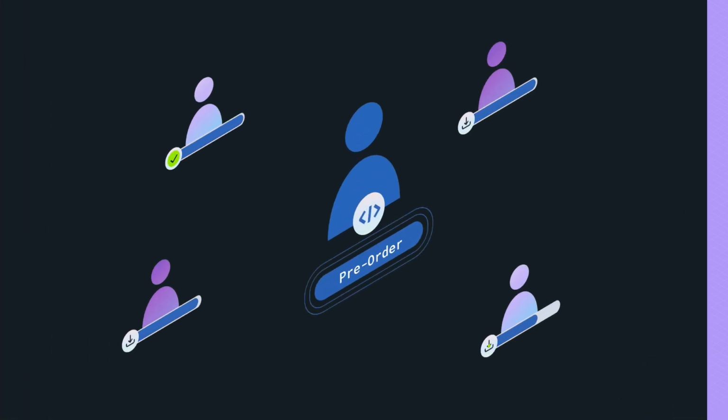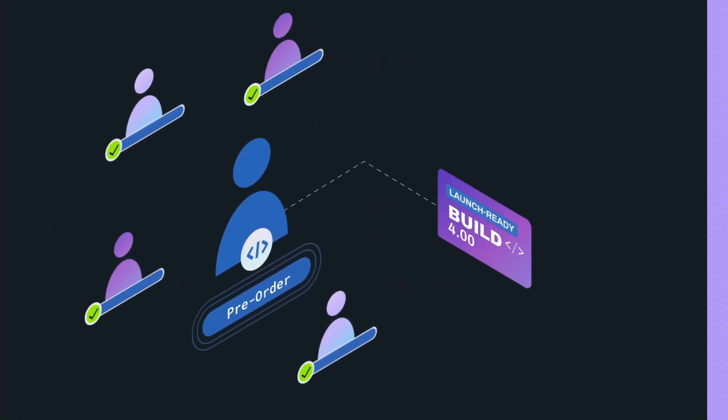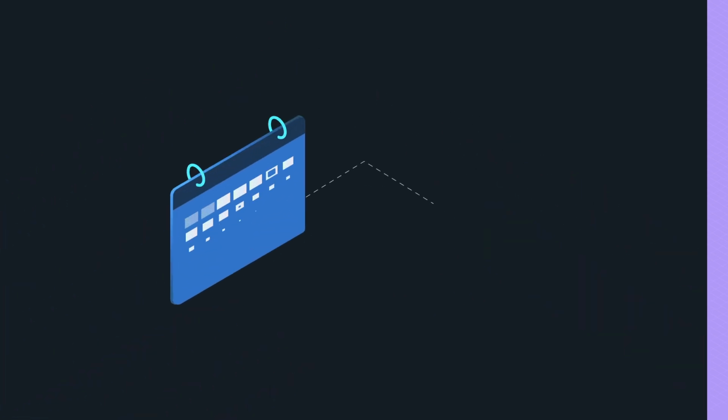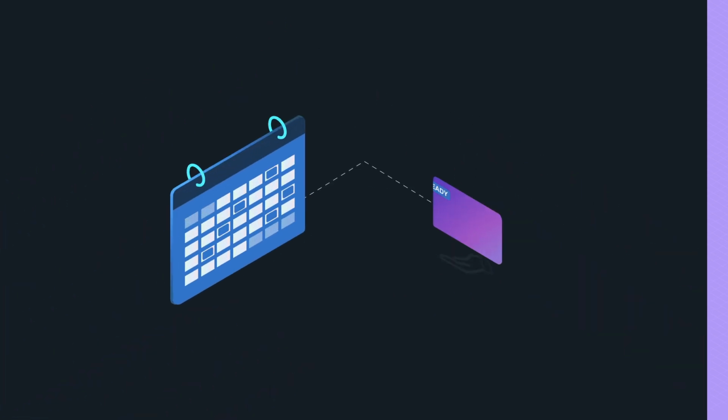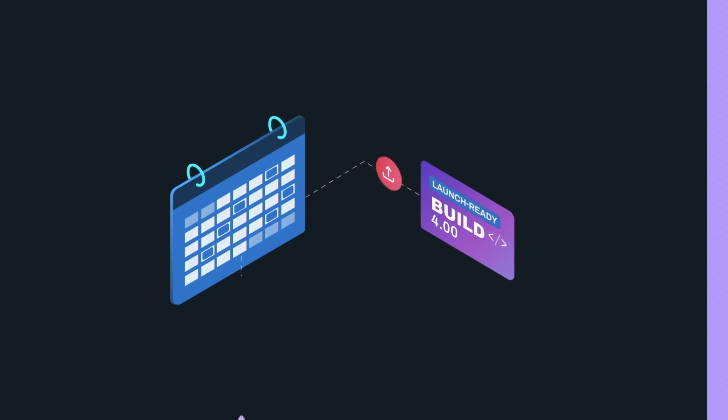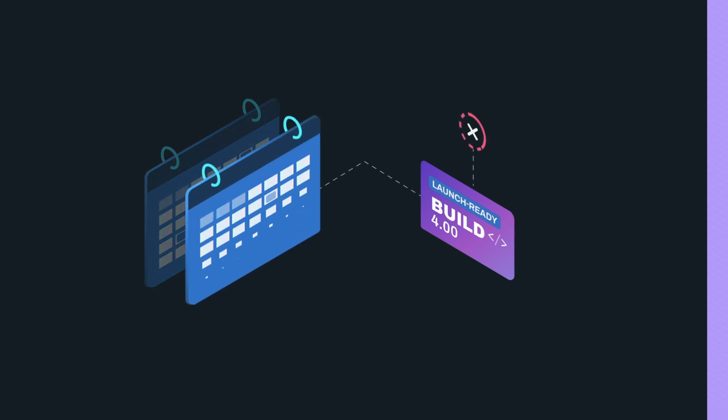To ensure you're ready to fulfill orders, we require you to upload a launch-ready binary 2 weeks before release. Your development timeline should support that milestone, because if the binary isn't uploaded within 2 days of launch, we'll have to cancel the pre-order. If the build isn't ready, we recommend you push your launch date.